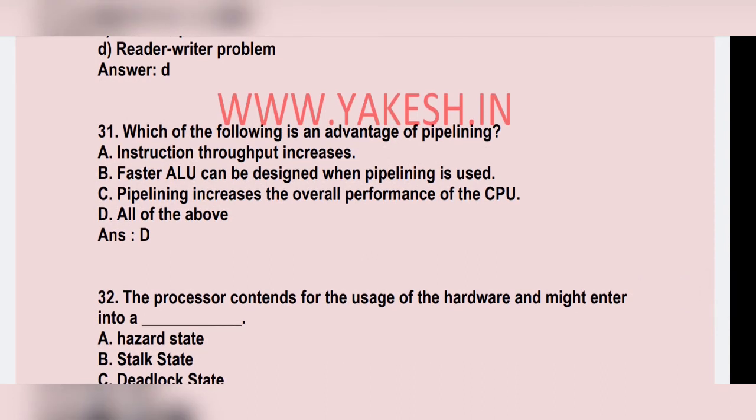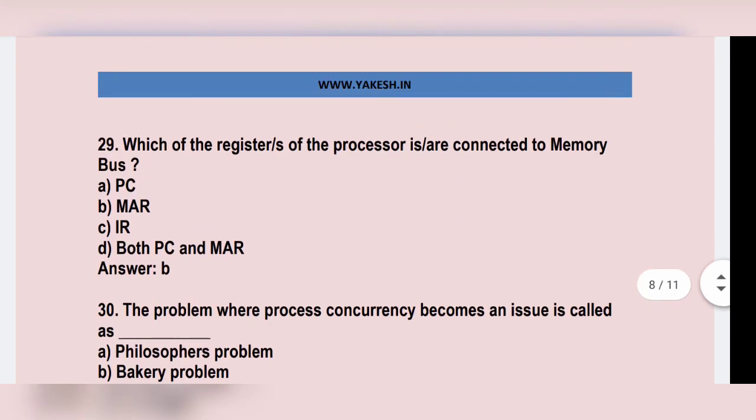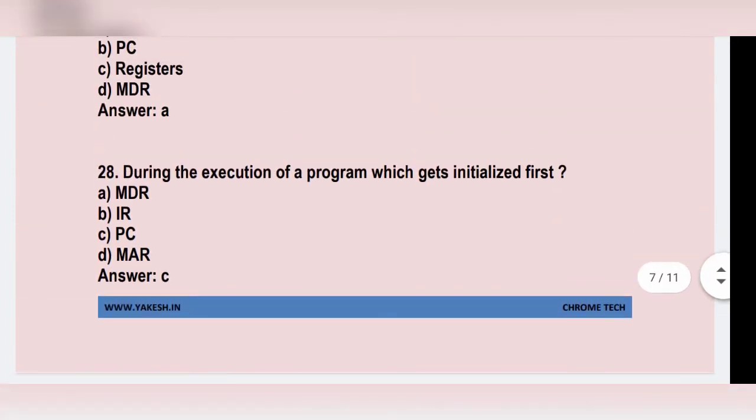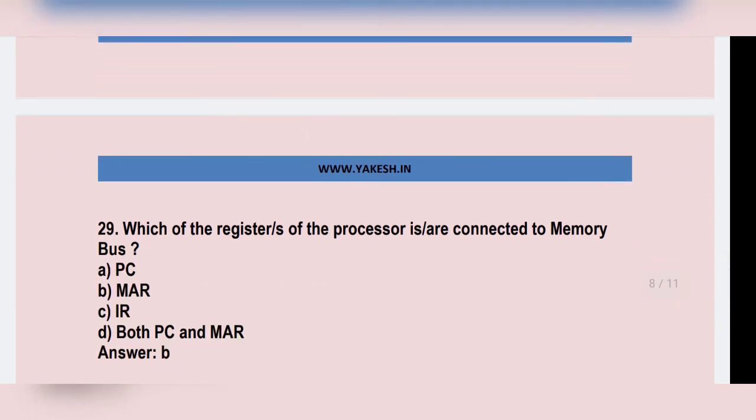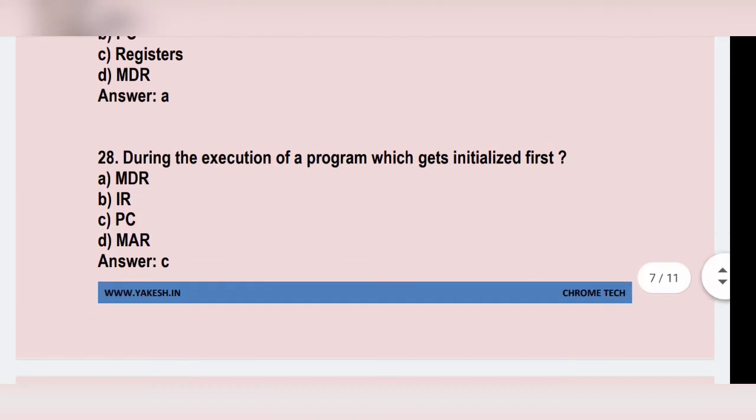What is the advantage of pipelining? Instruction throughput increases, faster ALU, pipelining increases overall performance of CPU. These are all advantages of pipelining. Next question: which register of a processor is connected to memory bus? Option B, MAR. During the execution of a program, which gets initialized first? Option C, PC.